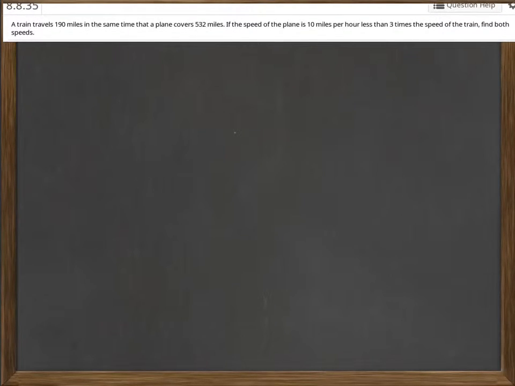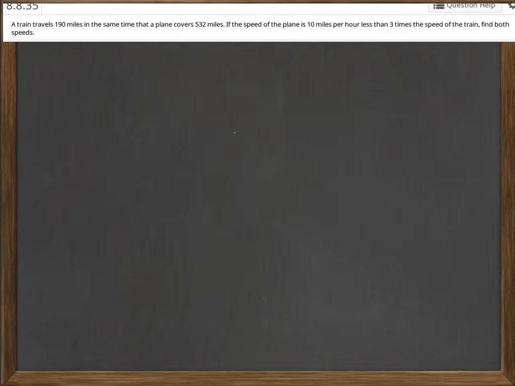We're looking here at another distance, rate, and time problem. As we read through this problem, we see a train travels 90 miles in the same time that a plane covers 532 miles. We're told the speed of the plane is 10 miles per hour less than 3 times the speed of the train.